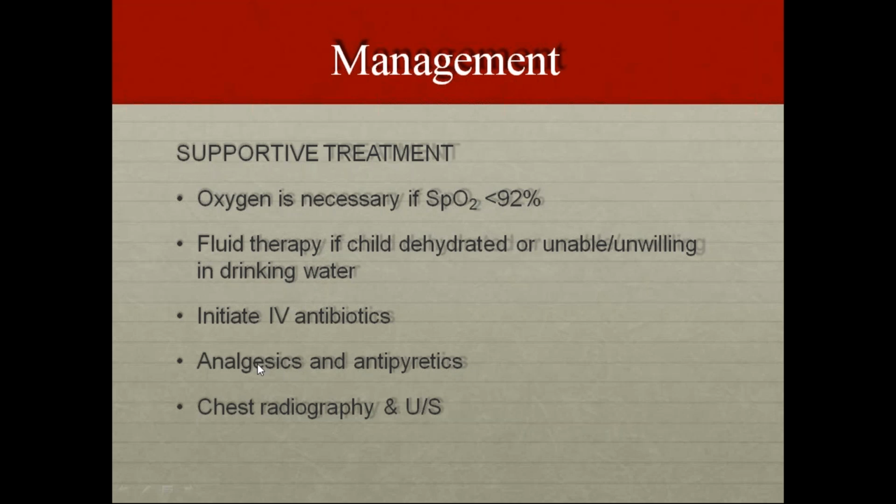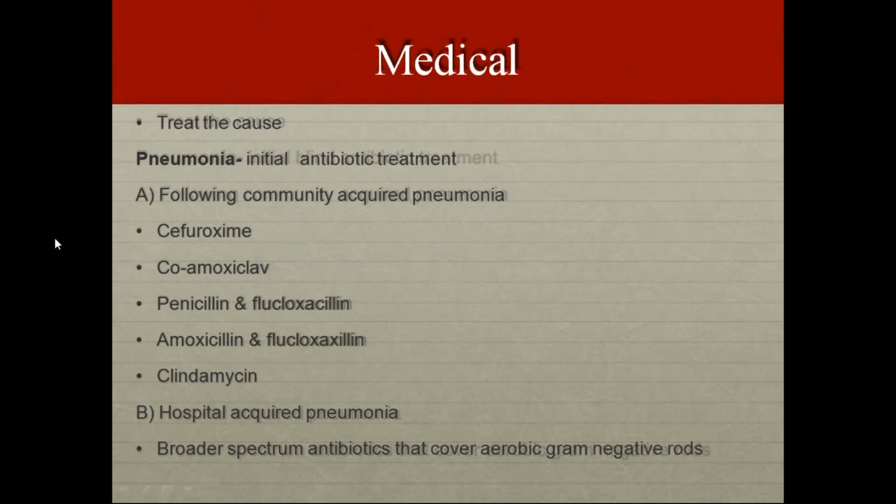And analgesics and antibiotics, because as I already said, pain can be present. Sometimes fever can be present. If there is a pneumonia, there can be fever and pain. As I already said, radiography and ultrasound can be done. What are the initial antibiotics you use if the pleural effusion is secondary to community acquired pneumonia? Then you can use cephalosporins. Cefuroxime is a cephalosporin. Co-amoxiclav is basically amoxicillin and clavulanate, a penicillin group. Usually you can use cephalosporins and penicillins.